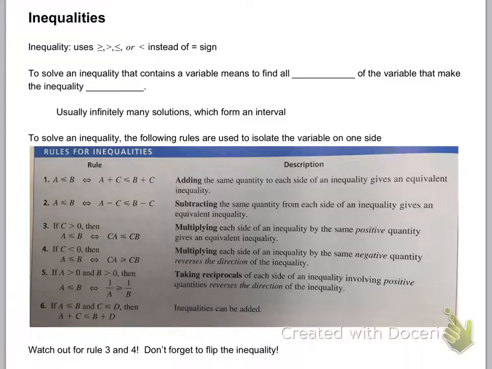Precalc, this is 1.7. We're going to talk about inequalities today. And I think if you haven't printed off, there's a few slides in here that will make your life easier if you have them printed versus not printed.